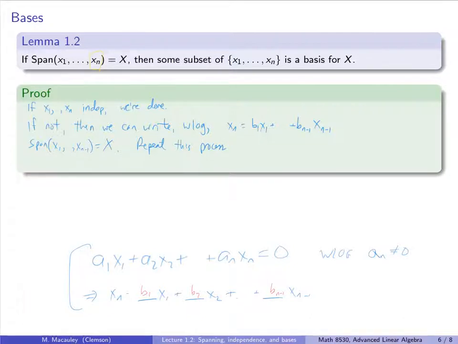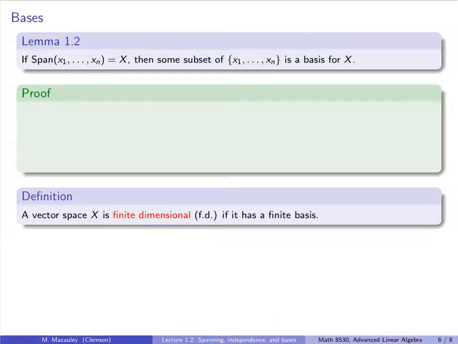And it will take finitely many steps because we have finitely many vectors. And eventually the remaining set is independent. And that's that. A very simple definition.